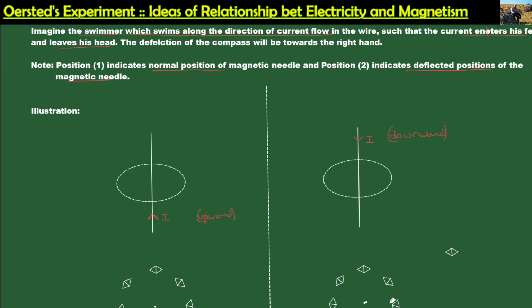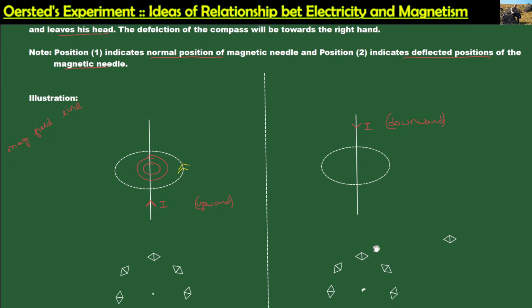So from here, how will you find the direction? There will be magnetic field lines associated with this wire. That is why I have drawn the circular dotted circles. All these circular dotted circles are nothing but magnetic field lines. The direction of these magnetic field lines will be in this direction. So this will be the direction of your magnetic field line.